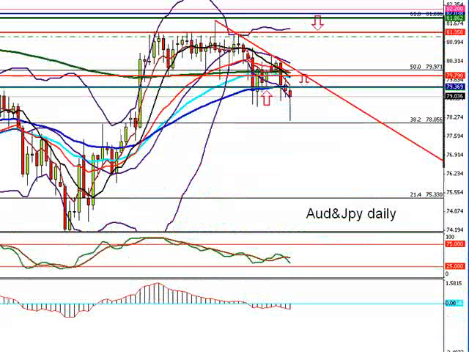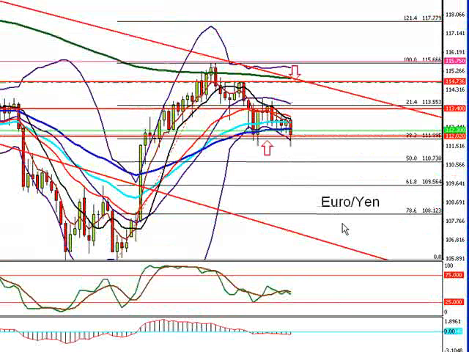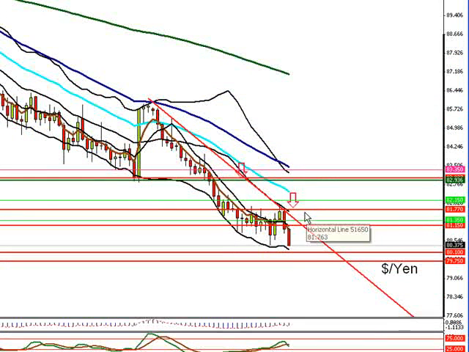This is the Aussie dollar yen. Now the Aussie dollar yen has broken down through a major area of support and resistance. This is more of a daily move to me, but I will be looking to short tomorrow at the 79.36 area. Euro yen has not broken as of yet, so again I have left my order in to short up here at the 114.70 area.